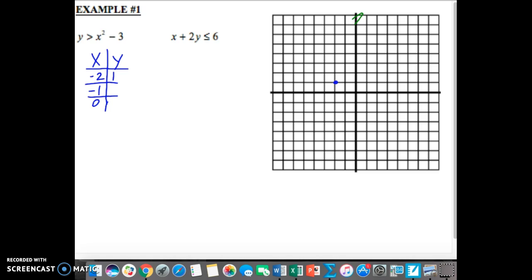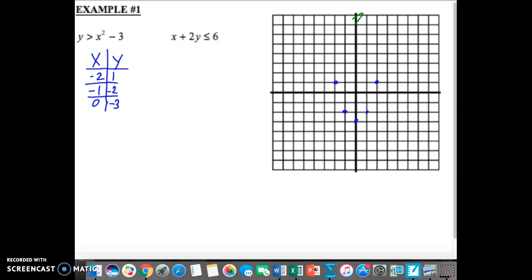When x is -1, -1 squared is 1, 1 minus 3 is -2. So at -1, we have a y value of -2. And then when x is 0, 0 squared is 0, 0 minus 3 is -3. So our vertex is at 0, -3. Since we don't have any horizontal shifts, our axis of symmetry is going to be at the line y equals 0. So we can go ahead and reflect our points across that line.